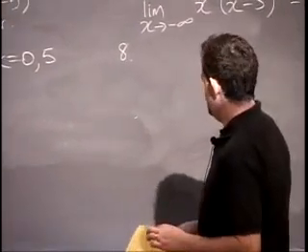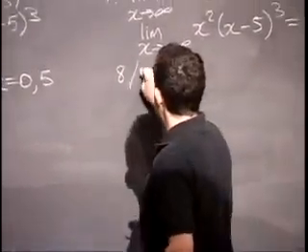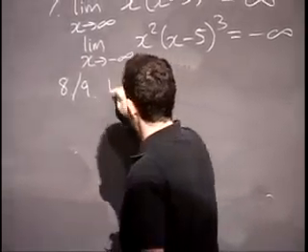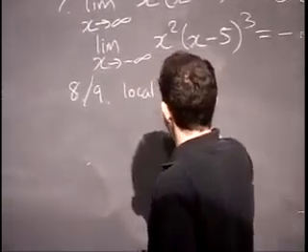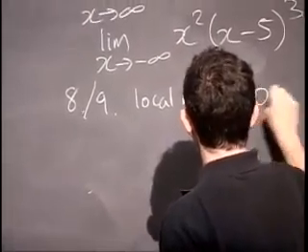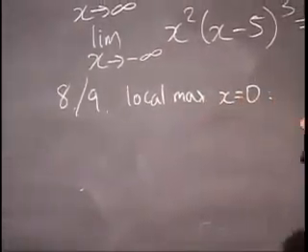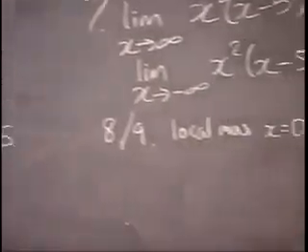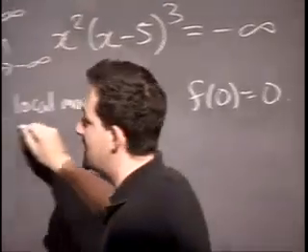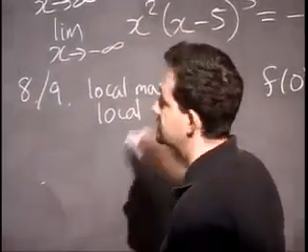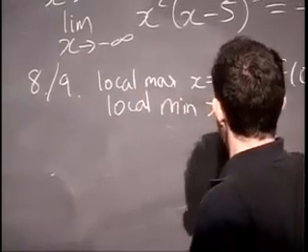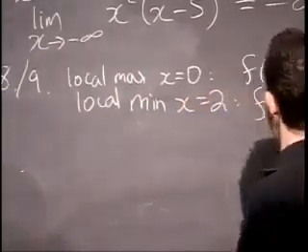Okay, so steps 8 and 9. Before, we found a local max at x equals 0. At that point, we need to just substitute into this equation here, which is the equation for y, and we found f of 0 is 0. We also have a local min at x equals 2. So we need to find f of 2.